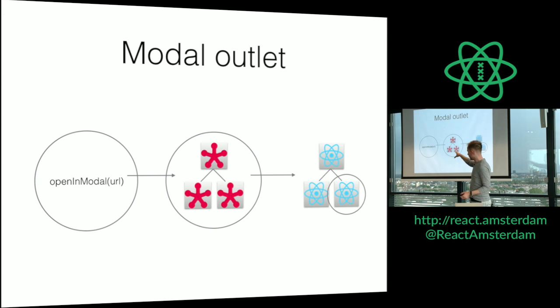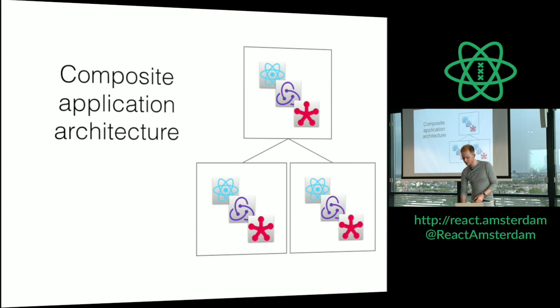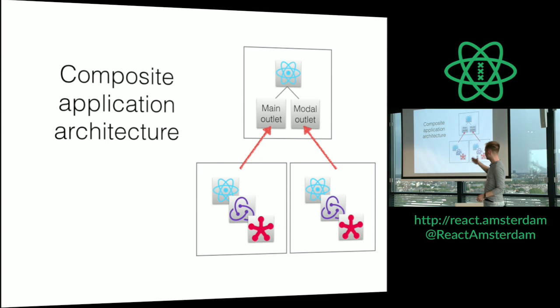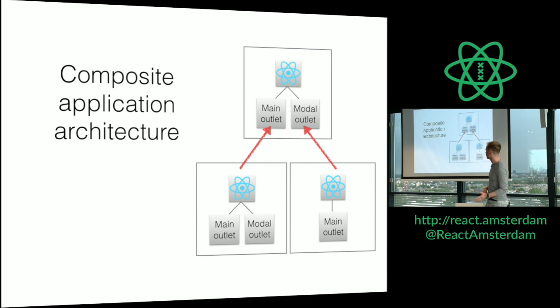And we have some APIs that open in modal, and that will make the distinction, like open it in that outlet instead of the other one. And coming back to the composite application architecture, basically say this application needs to load there and that other one loads in the modal outlet. And each application could repeat that pattern. You just use outlets wherever you need.